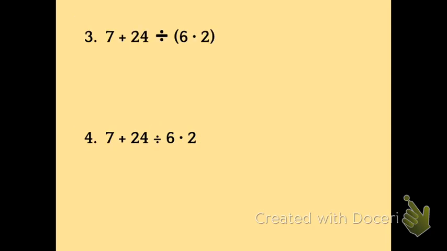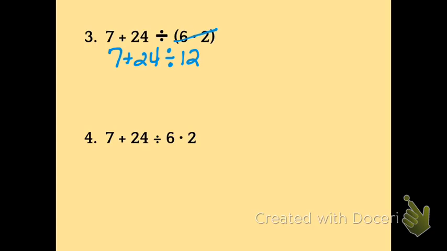Okay, number 3. 7 plus 24 divided by 6 times 2. So do we have any parentheses? Yes. Let's do that first. So what is 6 times 2? 12. So cross it out and write 12 underneath it. And then recopy everything you didn't use. 7 plus 24 divided by 12.